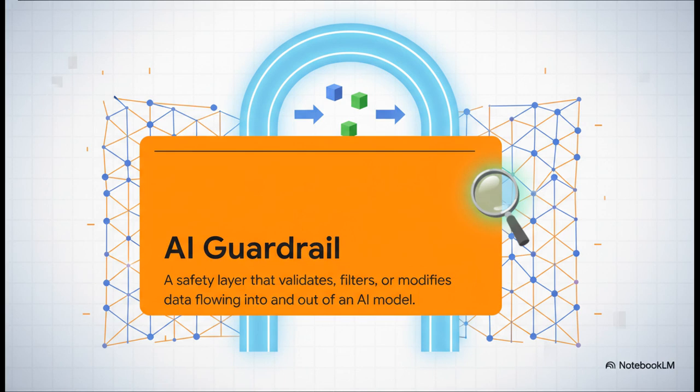So what even is a guardrail? At its heart, it's basically a security checkpoint. Think of it as a bouncer for your AI. It's a layer of logic that inspects every single thing going into the AI and every single thing coming out of it. Its one and only job is to enforce your rules and your safety policies, making sure the AI behaves exactly the way you want it to.